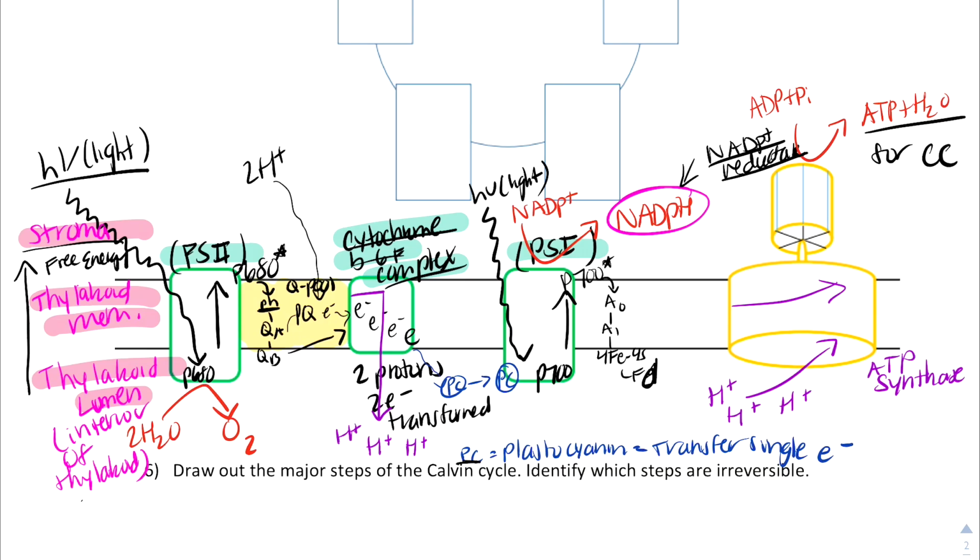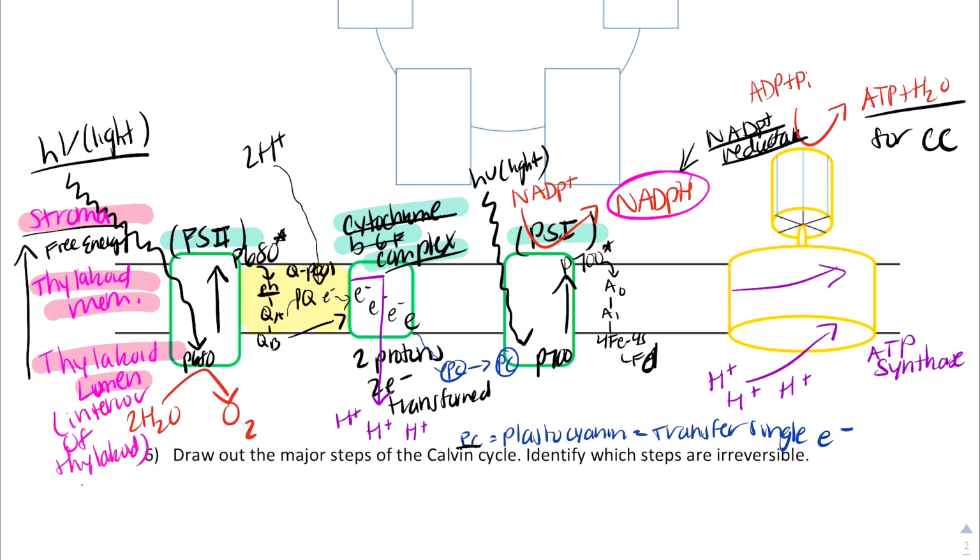So as the hydrogens are in the thylakoid lumen, they enter the ATP synthase, and ADP plus inorganic phosphate gets converted to ATP plus water, and those are saved for the Calvin cycle. So the flow of electrons from H2O to NADP plus generates the proton motive force. So as electrons are flowing from H2O to NADP plus, that's actually generating the proton motive force.